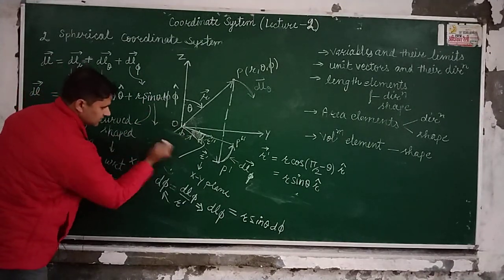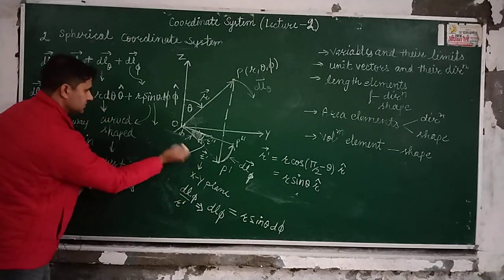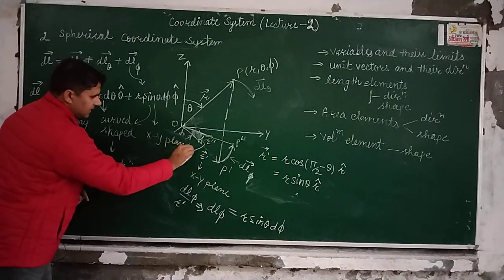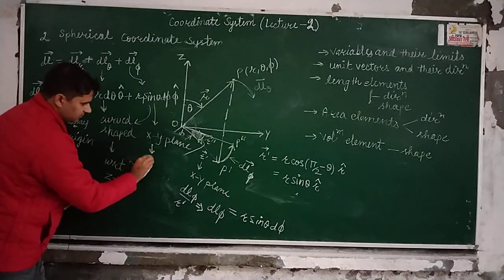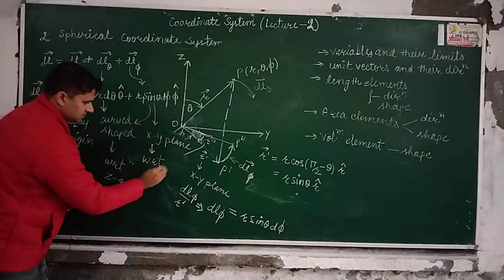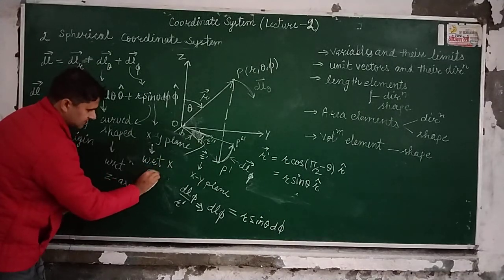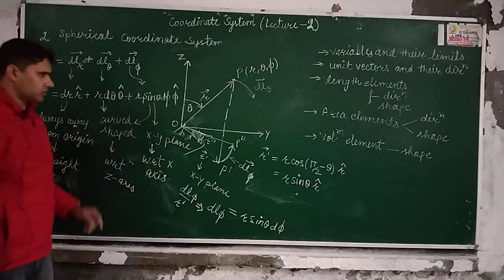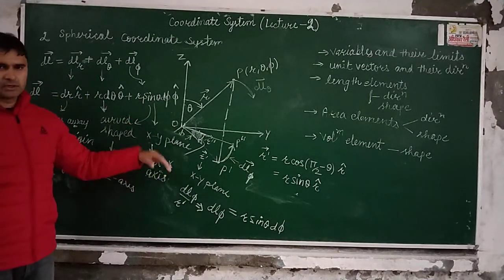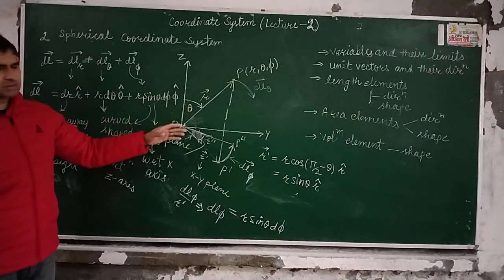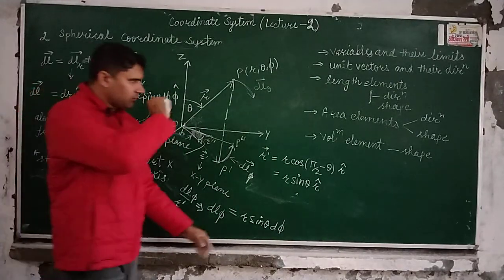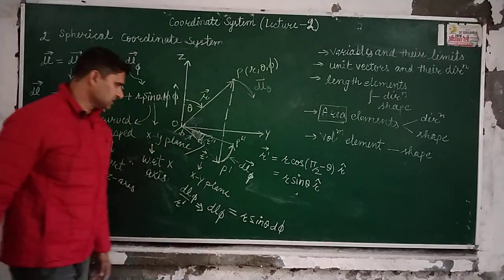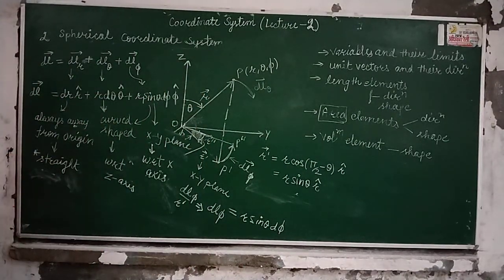Let me erase it. You have understood all these things. So this is in the xy plane, and this is the measurement of phi, with respect to the x axis. So I think I am able to clear all your doubts about the projections, shape and directions of the length element. Now we will move to the area element. Okay, so let me clear all this.